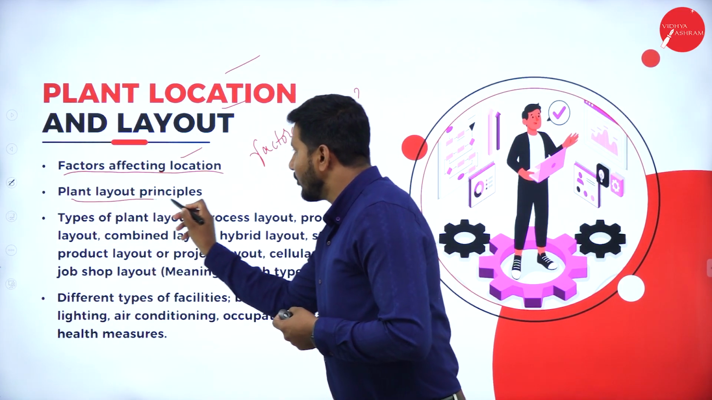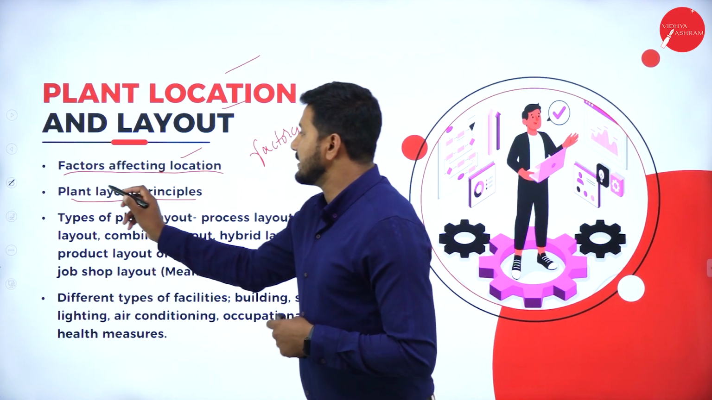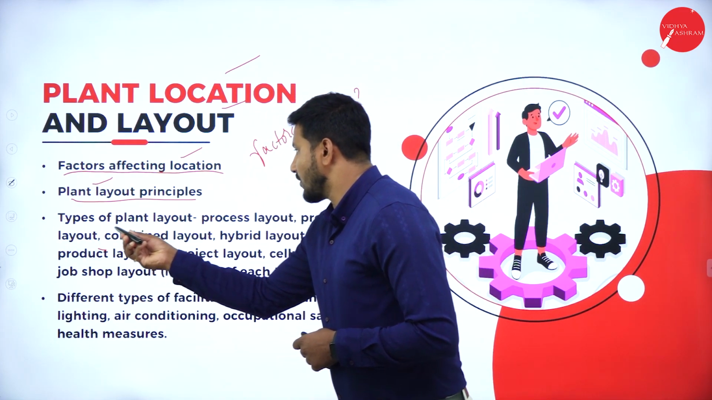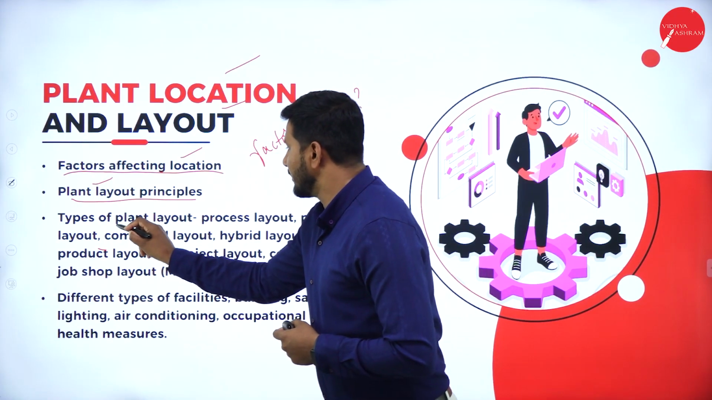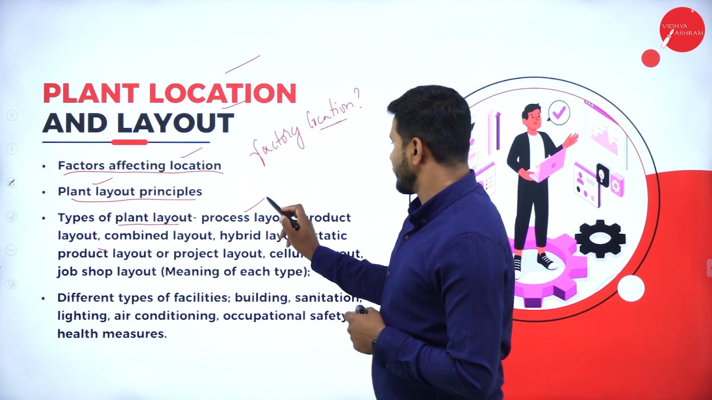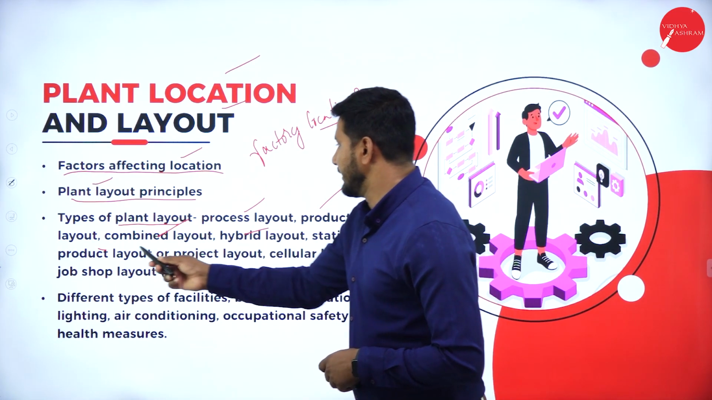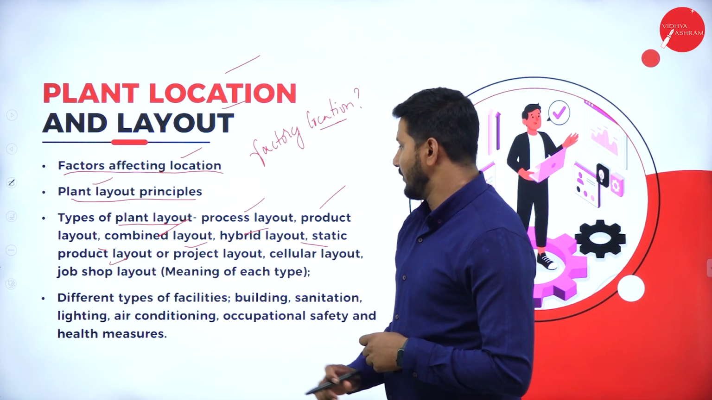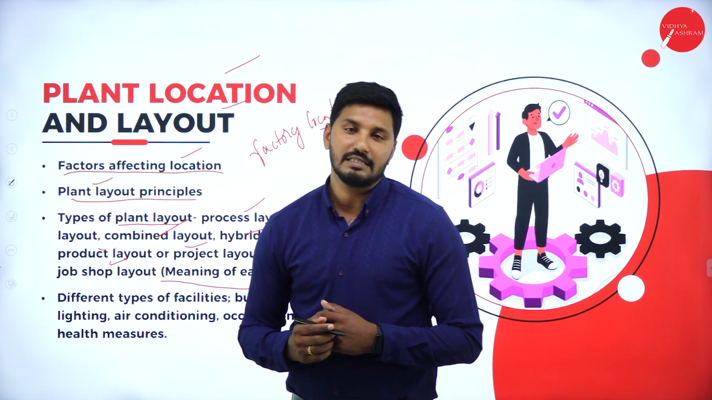And the plant layout principles, what are the basic rules and regulations to consider for the plant layout in this chapter. And the major types of plant layout, what are the major layouts included, will be learned through this chapter. We'll have process layout, product layout, combined layout, hybrid, static, project, cellular, and job shop layout. So every plant layout concept will be covered in this chapter.